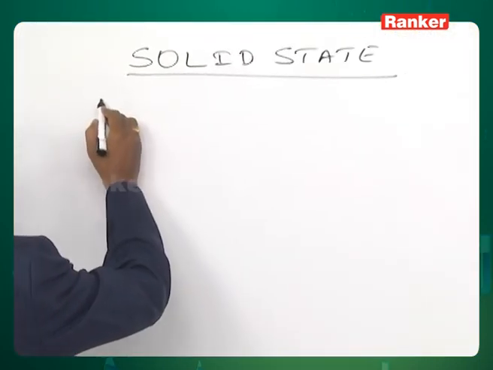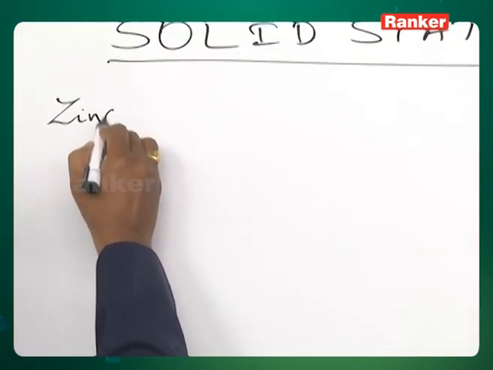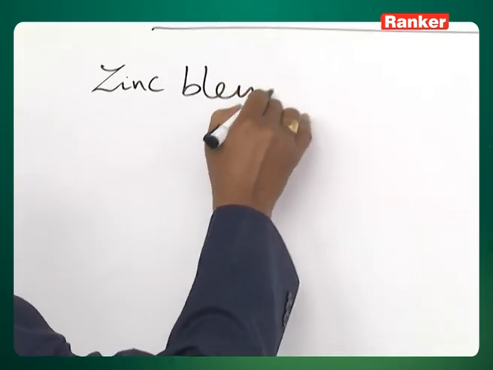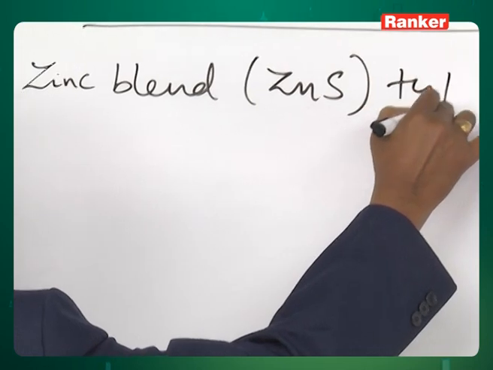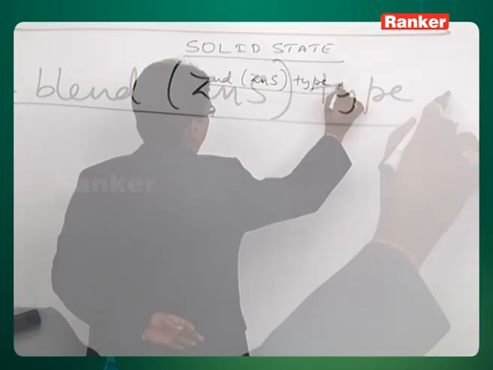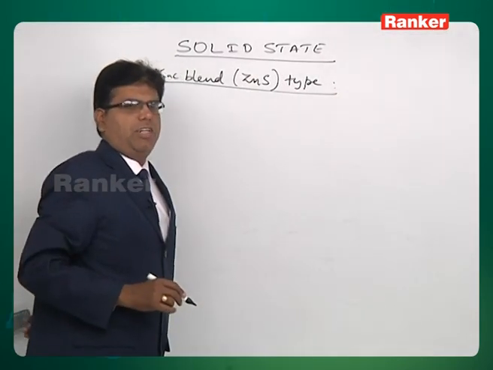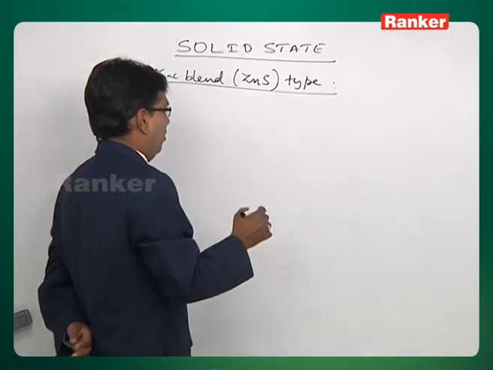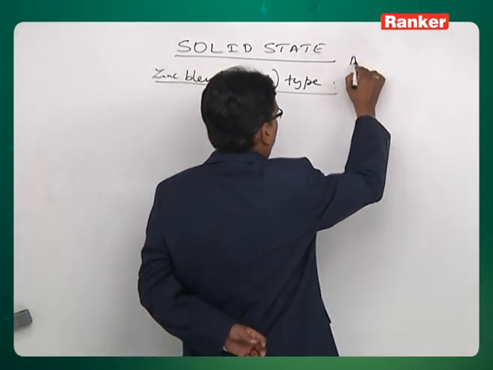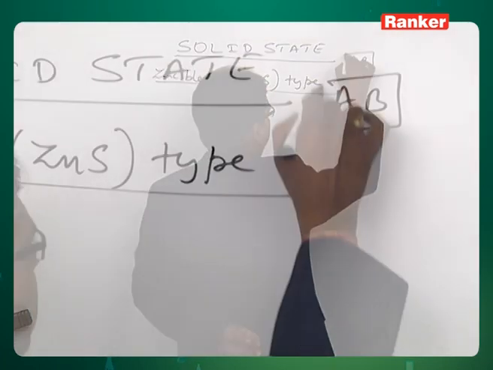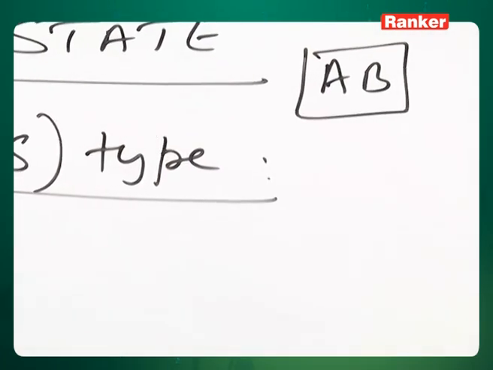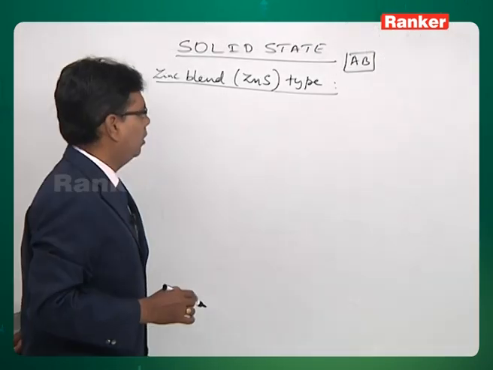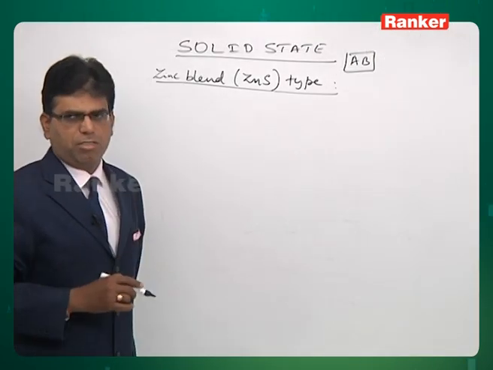After rock salt, now we discuss zinc blende, ZnS type. Whether it is rock salt or ZnS type, all these are AB type crystals. A is cation, B is anion. One cation, one anion. The ratio is 1:1. So, AB type is generally what we are discussing.